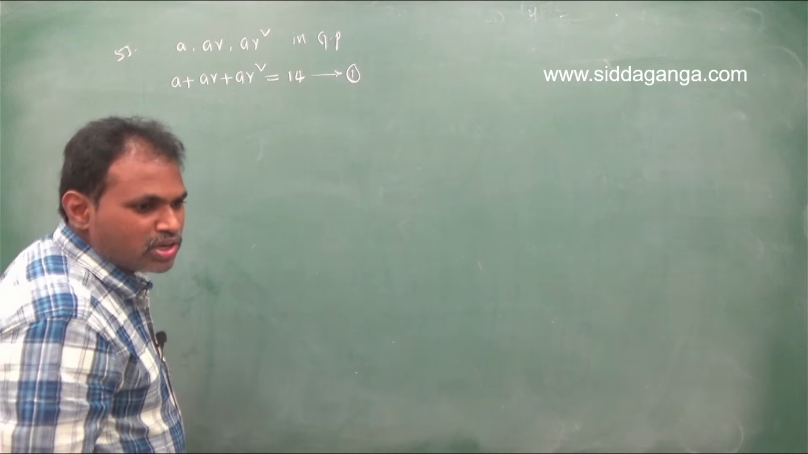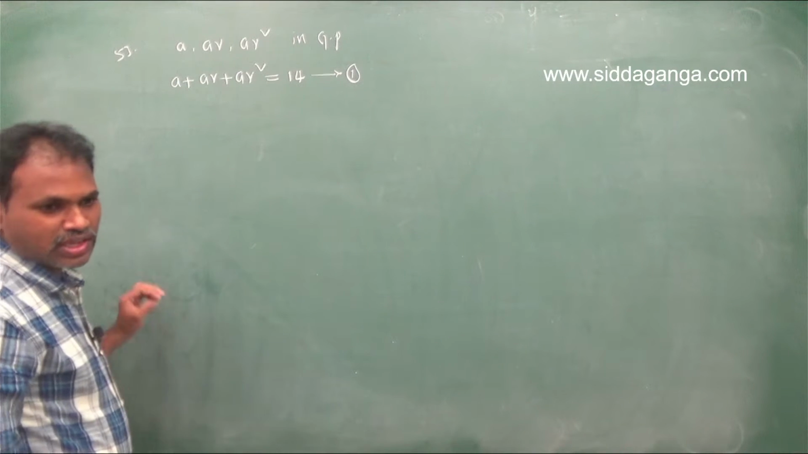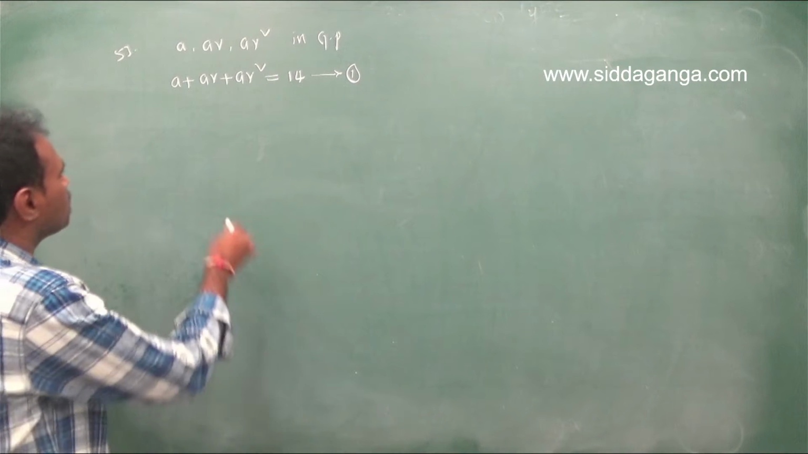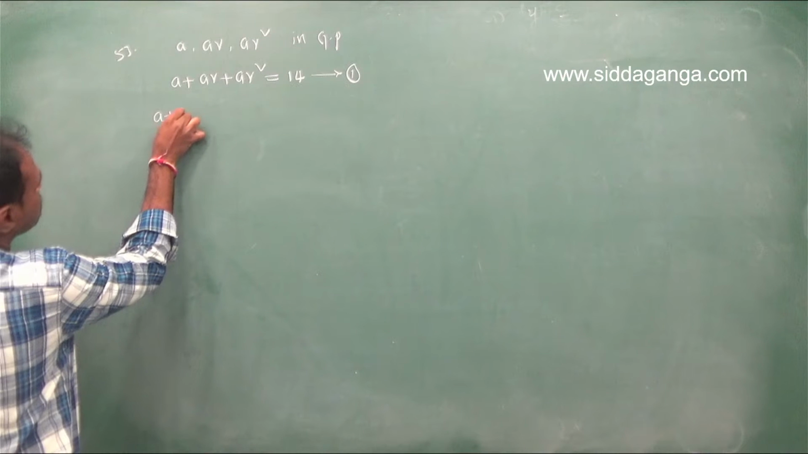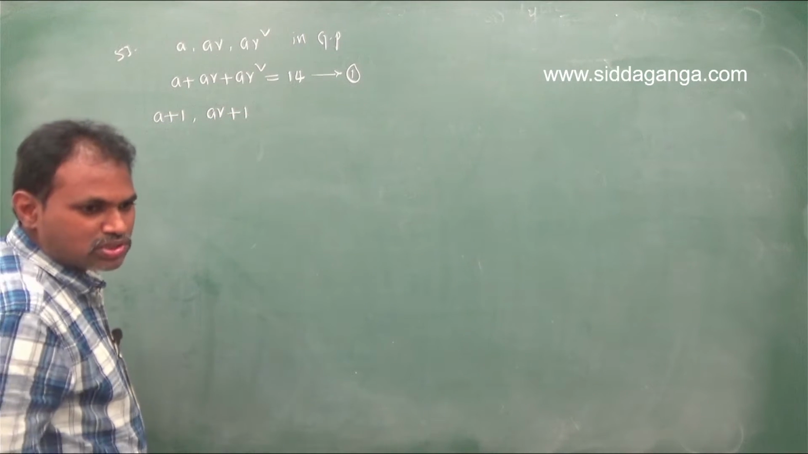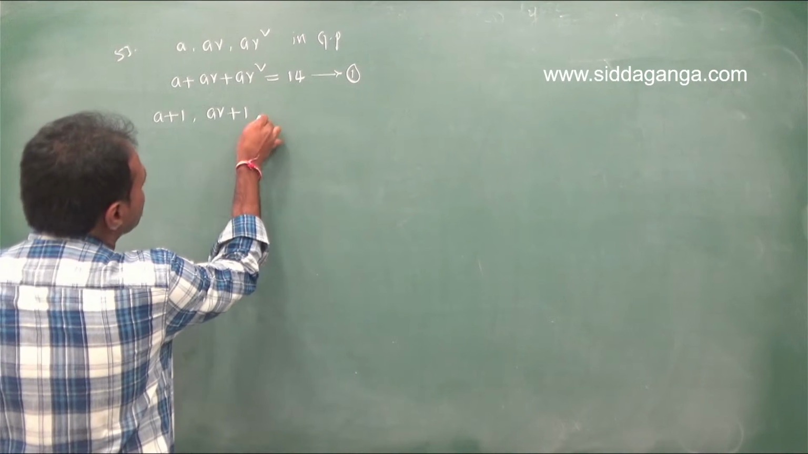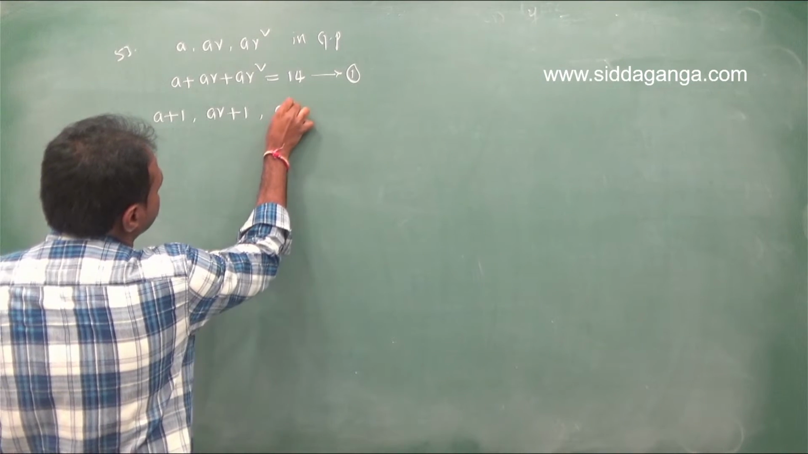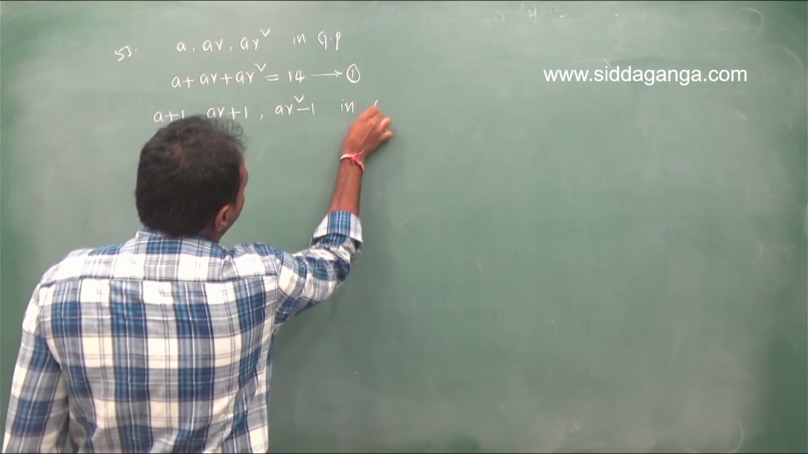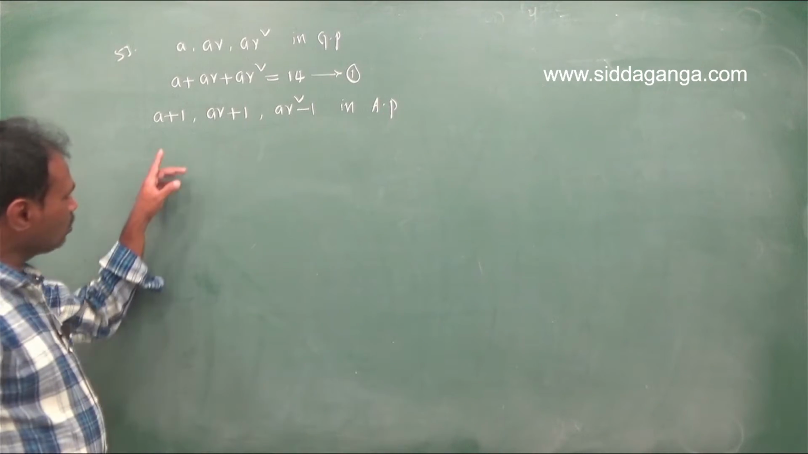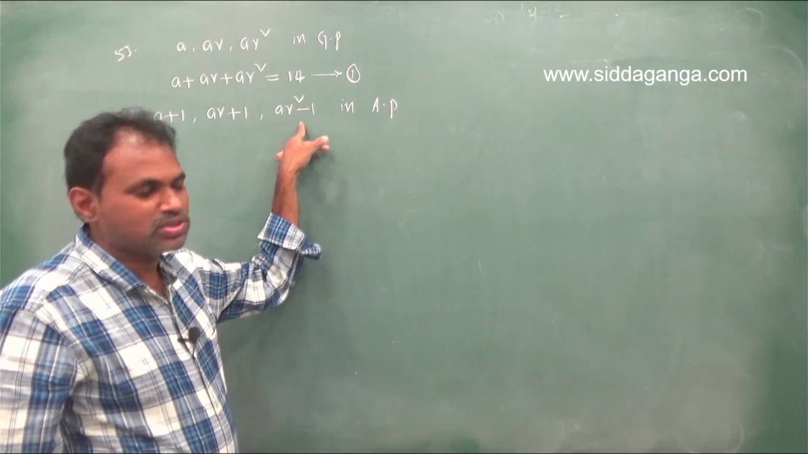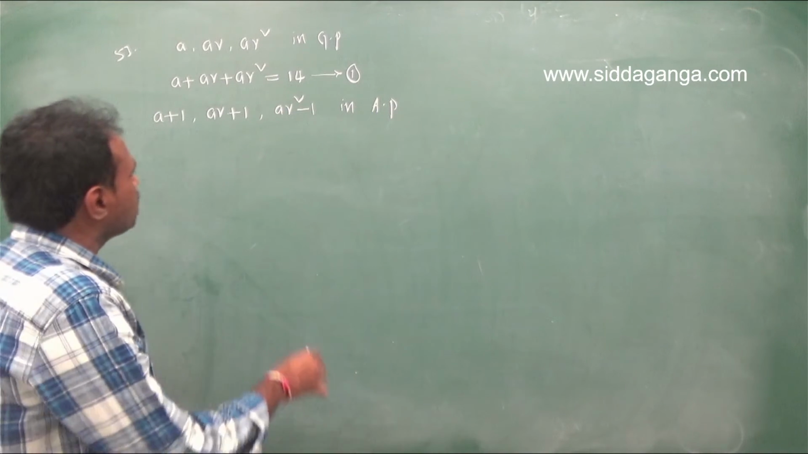Next, if one is added to the first and second and one is subtracted from the third, the new numbers are in AP. One is added to the first and one is added to the second, and one is subtracted from the third. Those three terms are in AP. Therefore you know the conditions.